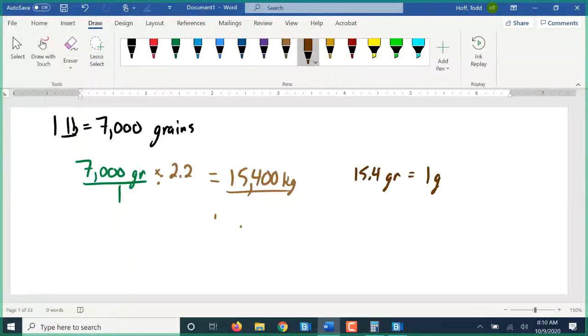By the way, the medical students I work with, they look at GR and they confuse it for grams all the time. GR is the abbreviation for grains. Be very careful. If you see GR, it is not grams, it's grains. Well, that's great. 15.4 grains is a gram.